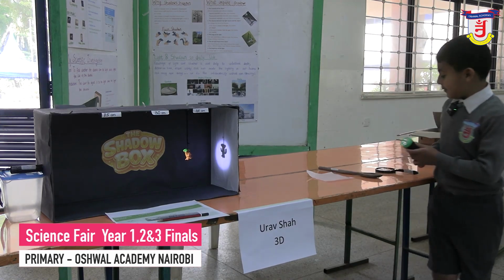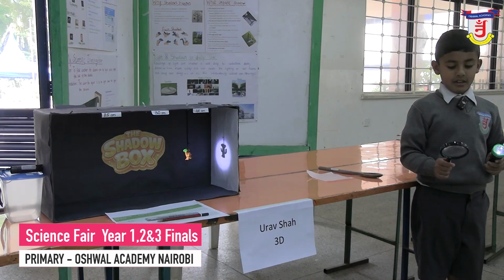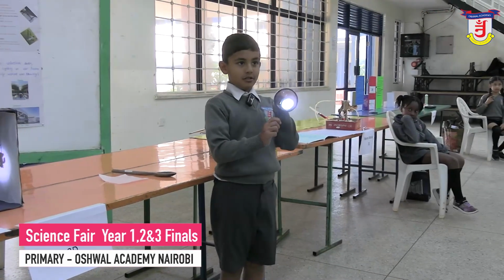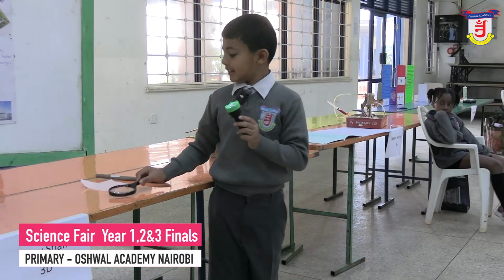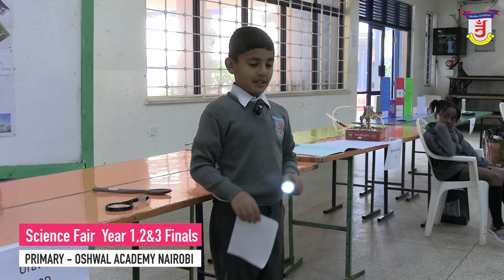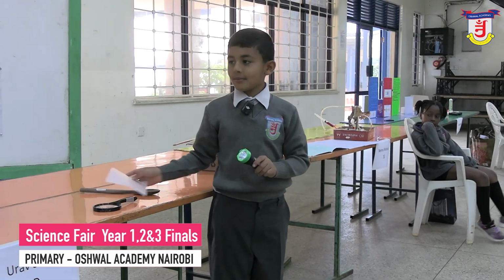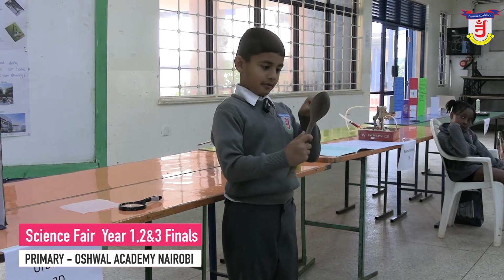Here, this torch will be my light source, and this magnifying glass will be my transparent material. All the light is passing through. That means it's a transparent material. Translucent materials like tracing paper allow some light to pass through. And opaque materials like wood don't allow any light to pass through.